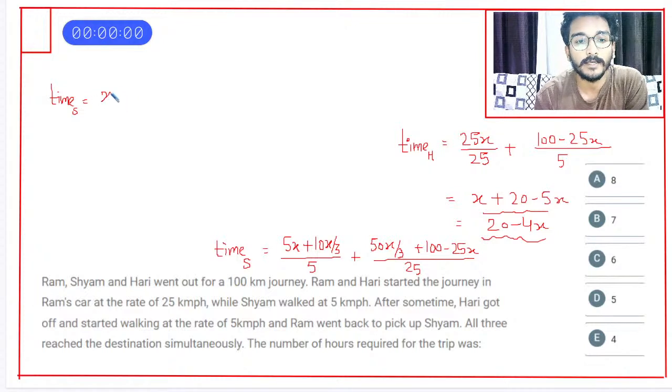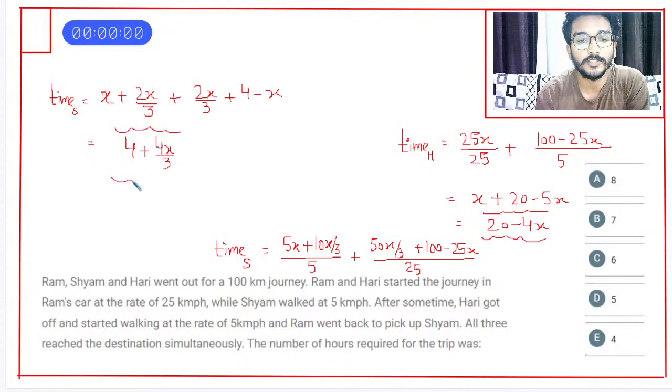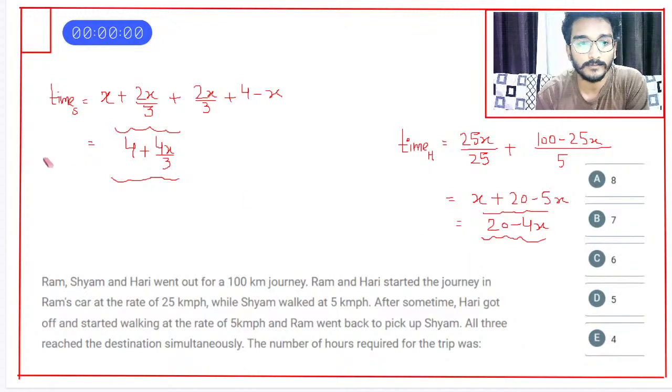Dividing by 5, I'm getting x plus 2x by 3. And dividing by 25, it is 2x by 3 plus 4 minus x, which is what? 4 plus 6x by 3. No, 4x by 3, sorry. So these are the time taken by Sham and Hari in terms of x. So I'll just make them equal to one another and I'll find the value of x.